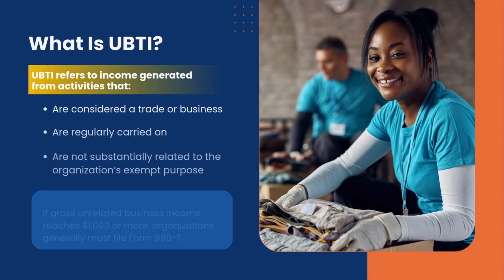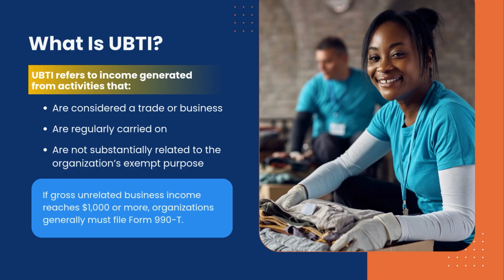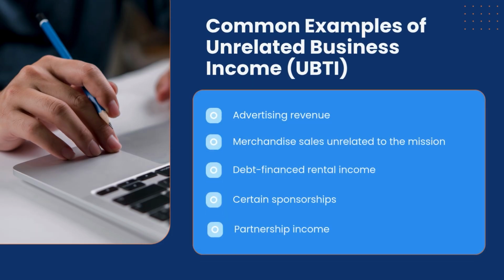Unrelated business taxable income is income generated from activities that are considered a trade or business, are regularly carried on, and are not substantially related to the organization's exempt purpose. For example, advertising revenue, merchandise sales unrelated to the mission, rental income involving debt-financed property, sponsorships with advertising benefits, and certain partnership income. If the organization earns $1,000 or more in gross unrelated business income during the year, it generally must file Form 990T and attach Schedule A.